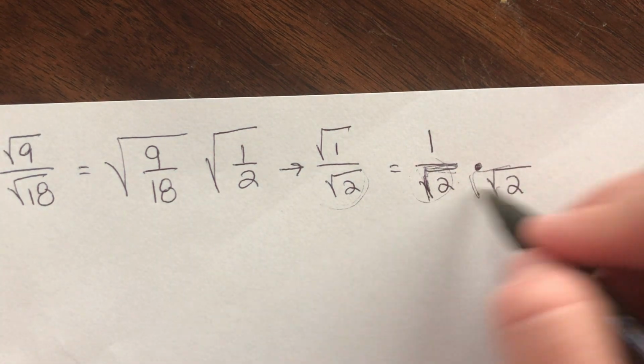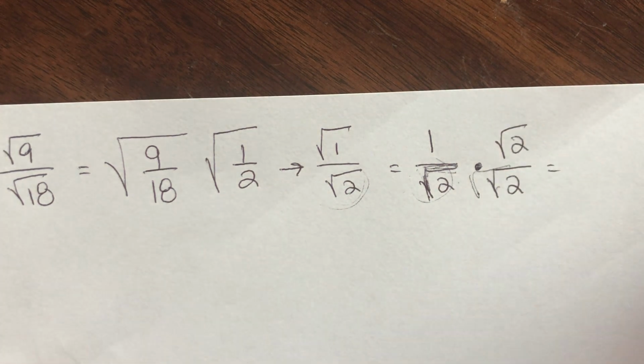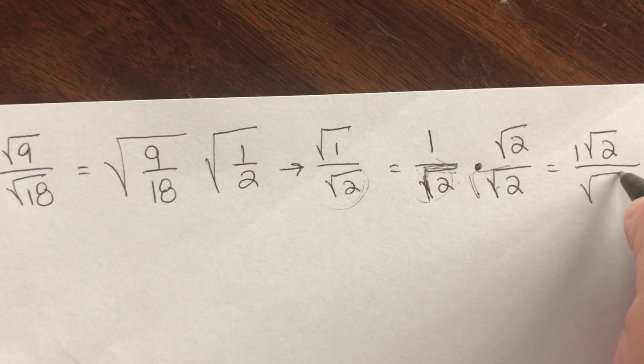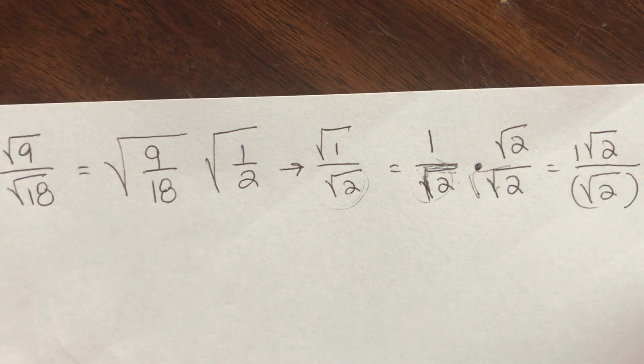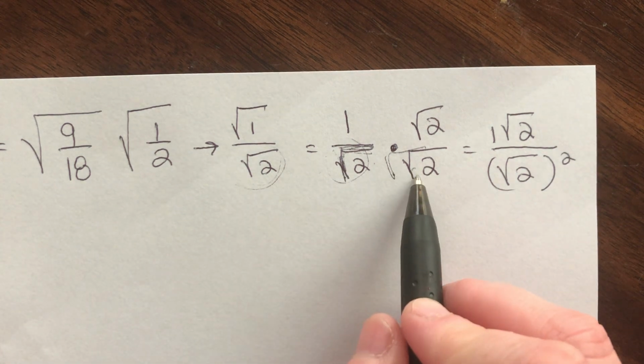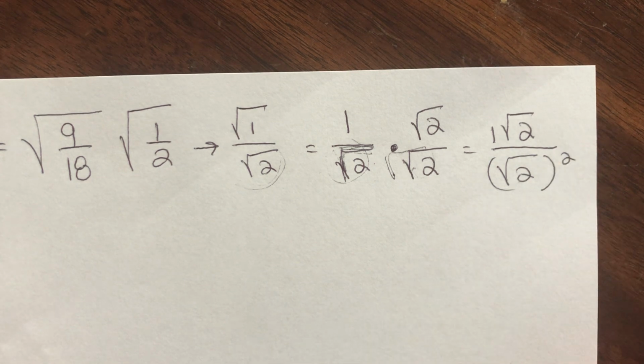And whatever you do to the bottom of a fraction, you want to do the exact same thing to the top. Okay, so I'm going to get 1 times the square root of 2 all over square root of 2 squared. Right? Everyone with me? Because I have square root of 2 times square root of 2. This is my base, and I multiplied it by itself, so this is what I got.